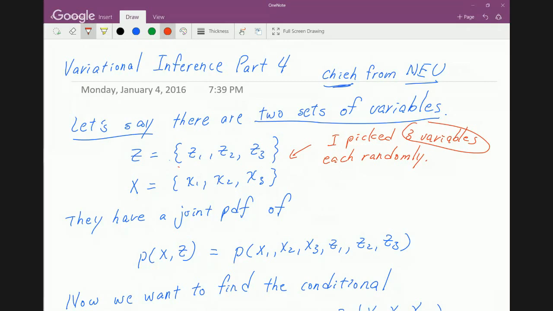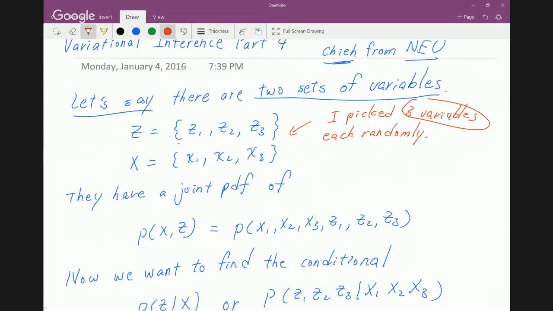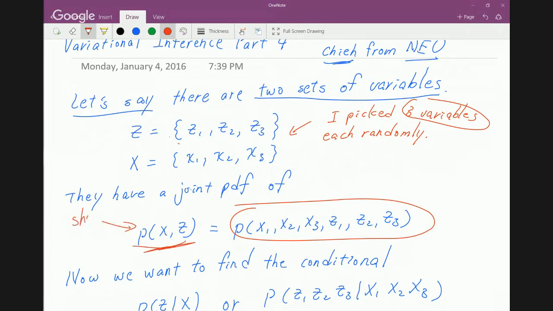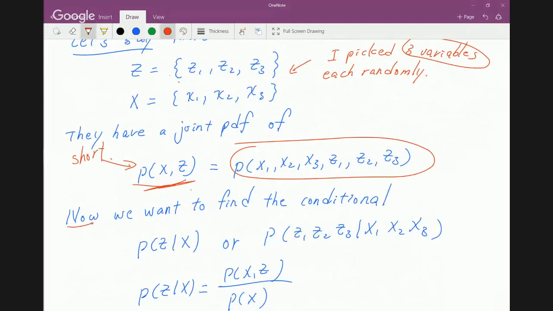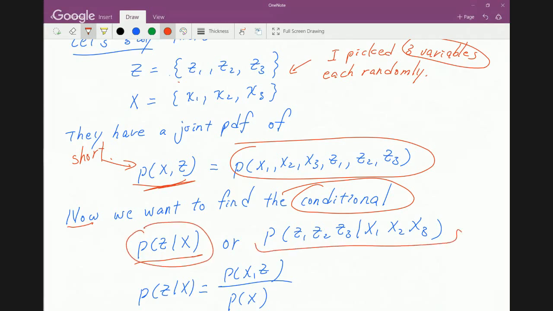So anyways, they have a joint PDF of this, right? Because there are 6 variables. Of course, I'm kind of lazy, so I don't want to write all of them down. So I shorthand it. This is the short version, but it means the same thing. Now we want to find the conditional probability of z given x. Again, I want to remind you that the longhand for this means this, okay?